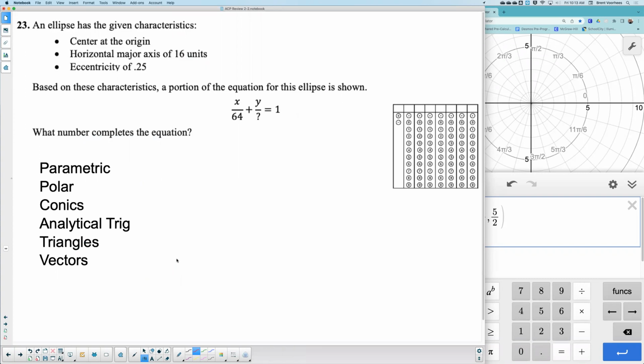Why do we say conics? What word are we seeing that tells us conics? It says ellipse. So this is conics. You will have 5 of these problems. You need to know your vocabulary. What vocabulary do they give us in this problem?